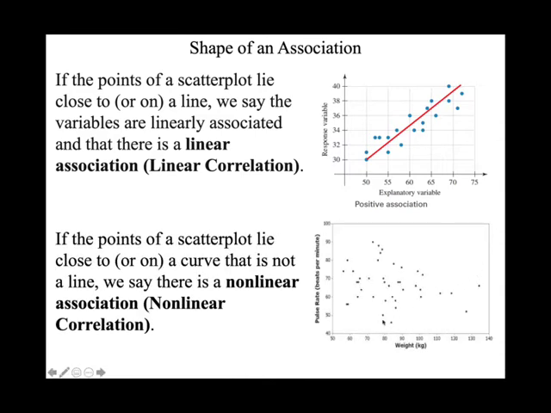If we have a picture where the points go anywhere and you can't draw a line on it, that means there is a non-linear correlation. Okay, that's a non-linear correlation.